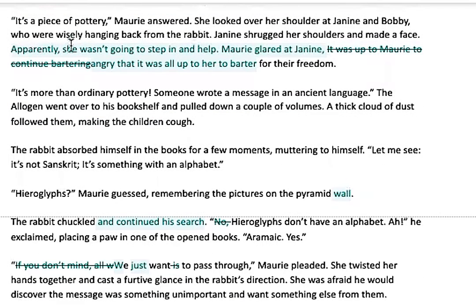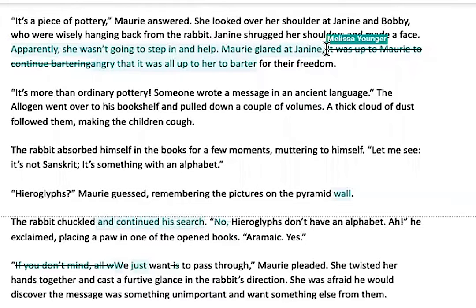"It's a piece of pottery," Mari answered. She looked over her shoulder at Janine and Bobby, who were wisely hanging back from the rabbit. Janine shrugged her shoulders and made a face. Apparently, she wasn't going to step in and help. Mari glared at Janine, angry that it was all up to her to barter for their freedom.